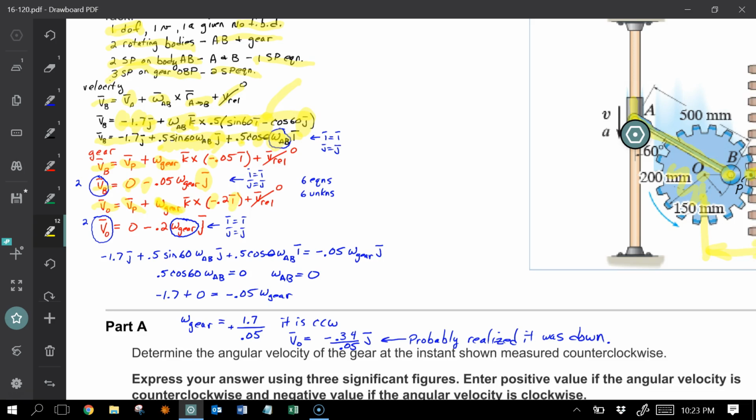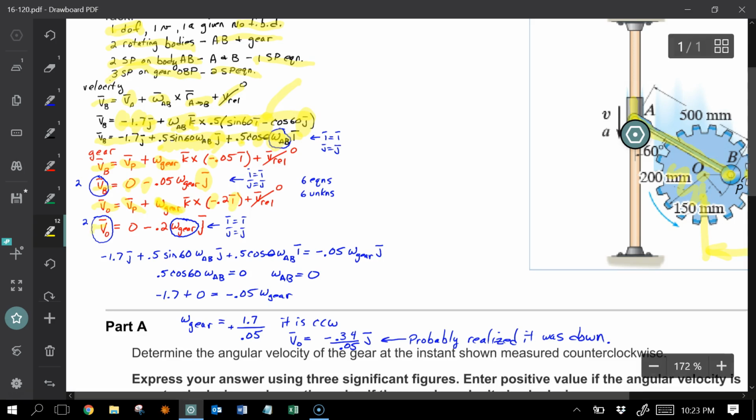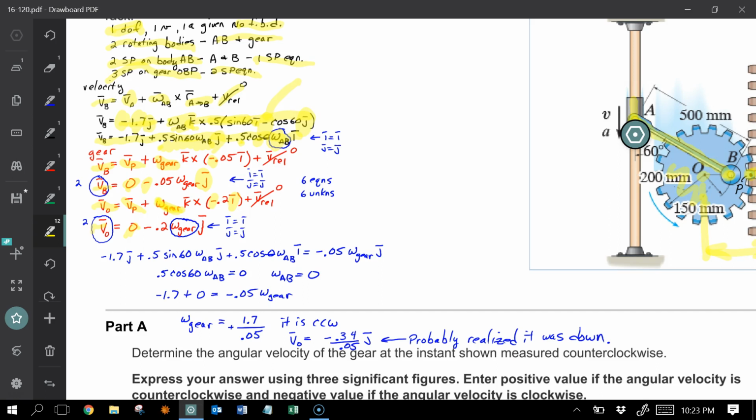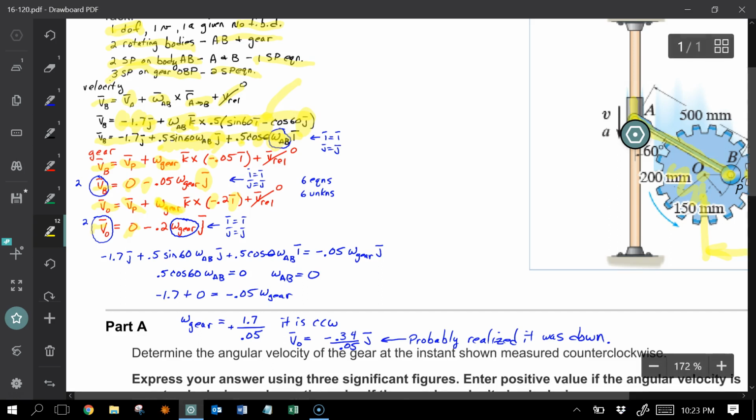Okay, so we'll simplify it a little bit. VO equals 0. Again, it's temporary contact, no slip, so they have the same velocity as the rack. The rack is not moving, so it's equal to 0. Do the cross product, so you have a negative 0.2 times omega gear, and you're left with K cross I. K cross I is positive J, so that's why this negative gives you this negative here, right?